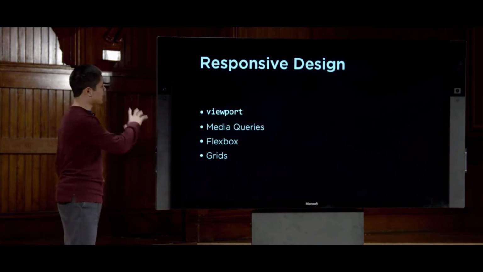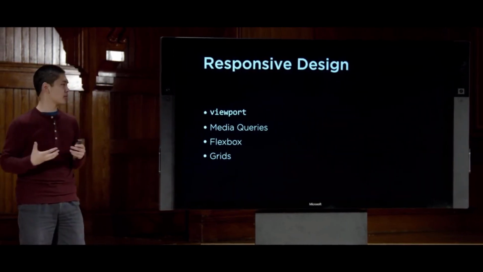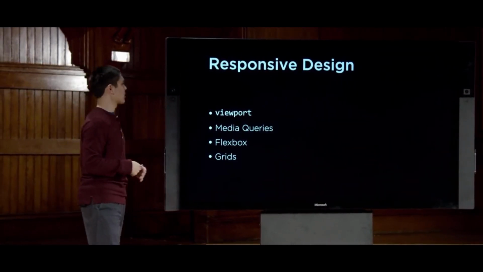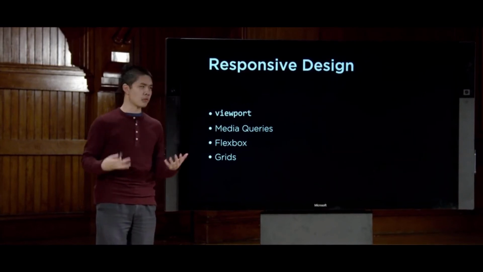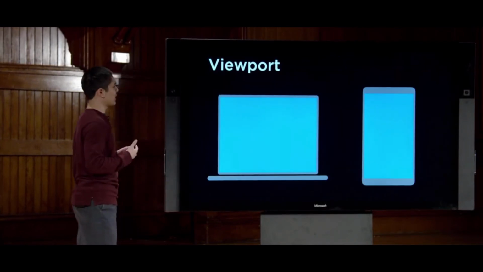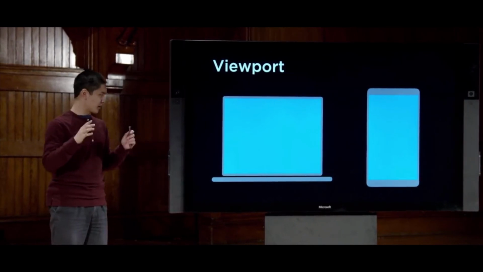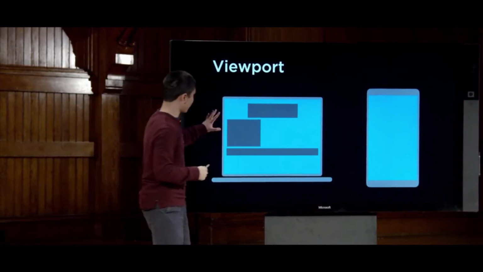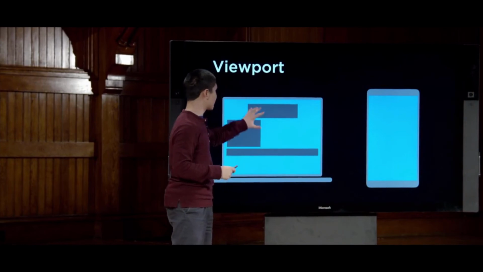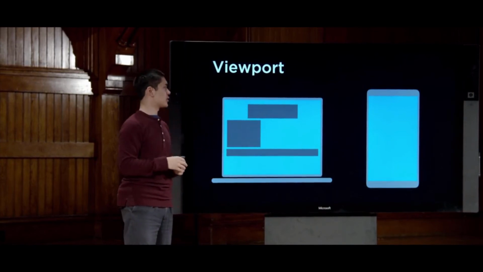So we'll look at a number of different ways we can implement responsive design in our web pages, starting with the discussion of the viewport. And what the viewport is, the viewport is the visual part of the screen that the user can actually see. So the viewport is this entire area of the web page that displays content to the user.